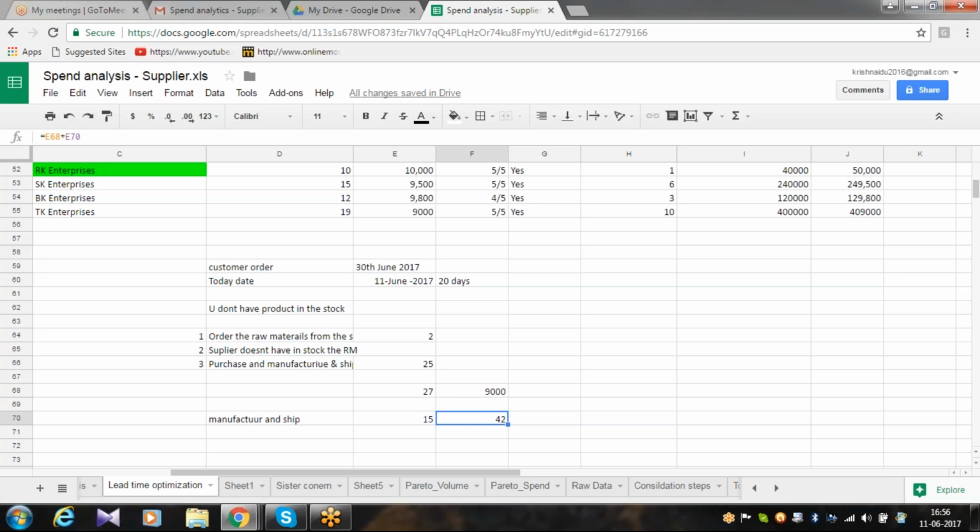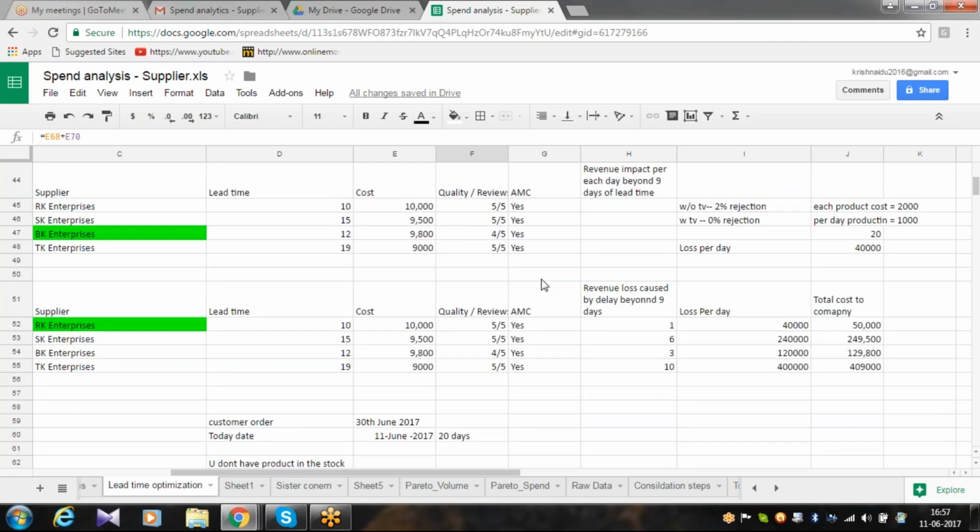So we need to analyze that. What could be the impact of the decision when we are trying to compromise on lead time, just for the sake of the cost? The impact is very high on the customer order. So we are going to lose an order just because of the cost. That's what I'm trying to mention here. So you will be losing the order if you buy from TK Enterprises. There is a loss.